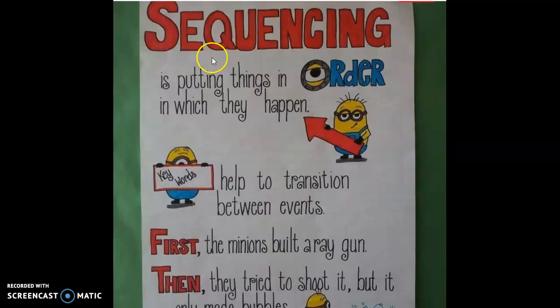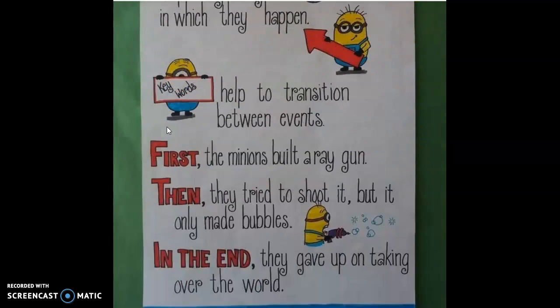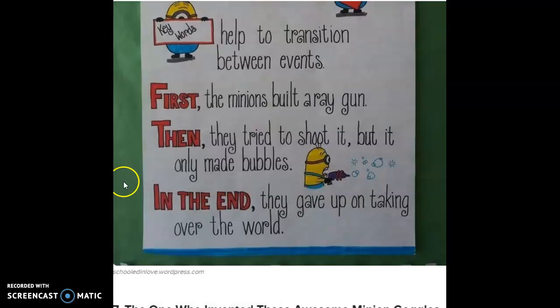So again, sequencing is putting things in order in which they happen. First, the minions built a ray gun. Then, they tried to shoot it, but it only made bubbles. In the end, they gave up on taking over the world.